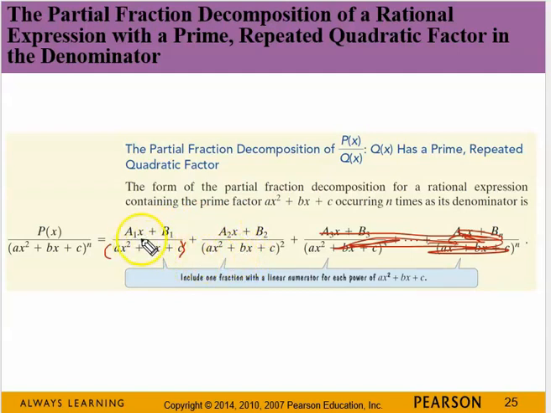So there's A sub 1, B sub 1, and then new letters, which we will call in our next slide a C and a D. And now let's take a look at it.